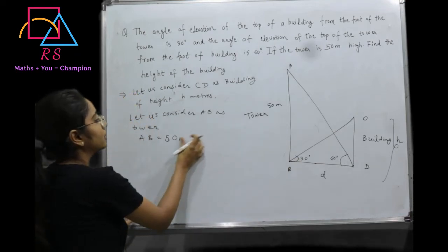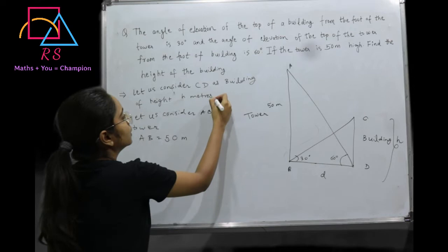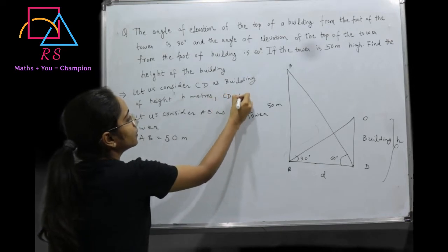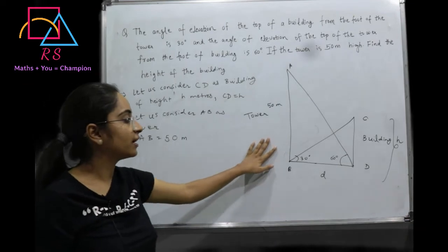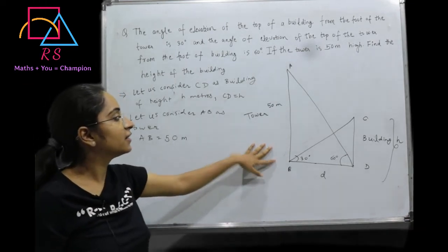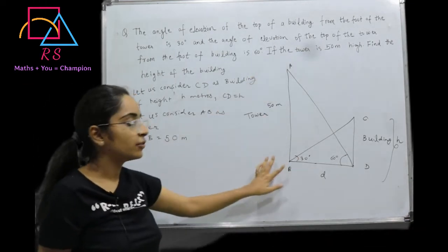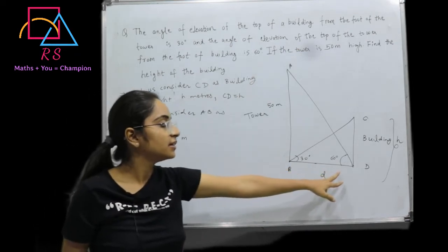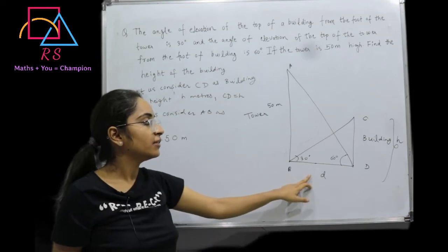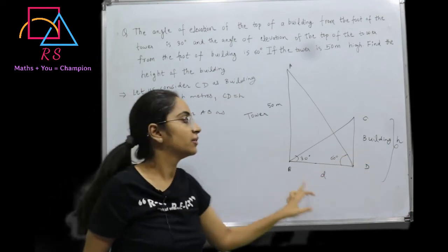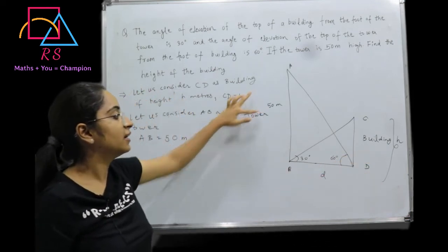H is equal to H, which is a question mark. So I'll write here CD equals H. So here there are two triangles. First of all, I'll consider the triangle ABD. From ABD, as the angle is given and the height is given, we can find D, and if we get the value of D, we can find H also. So I'll first consider triangle ABD.